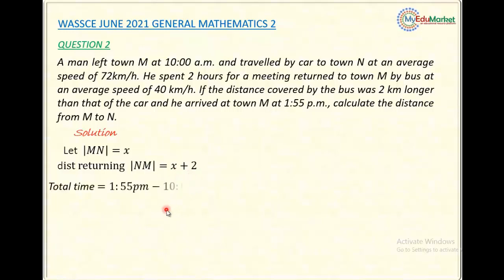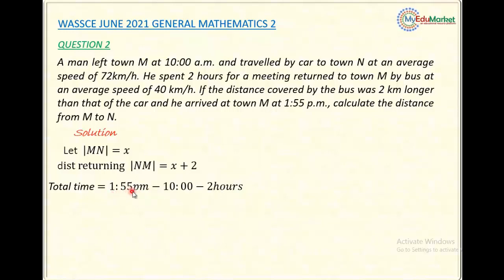So I continue. I'll now get the total time taken for the two journeys, meaning going and coming back. He returned at 11:55 p.m. So I will subtract the time that he left, the 10 a.m., and the time he spent in the meeting. After he reached town N, he went for a meeting, and the meeting took 2 hours. So I also subtract that 2 hours. After subtracting these two values, I get the total time spent going and coming back.